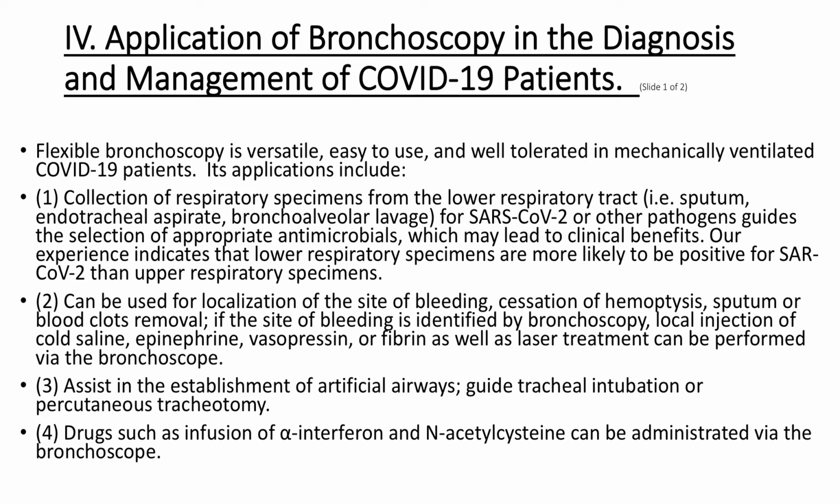If the site of bleeding is identified by bronchoscopy, local injection of cold saline, epinephrine, vasopressin or fibrin, as well as laser treatment, can be performed via the bronchoscope. 3. Assist in the establishment of artificial airways, guide tracheal intubation or percutaneous tracheotomy. 4. Drugs such as infusion of alpha interferon and acetylcysteine can be administered via the bronchoscope.